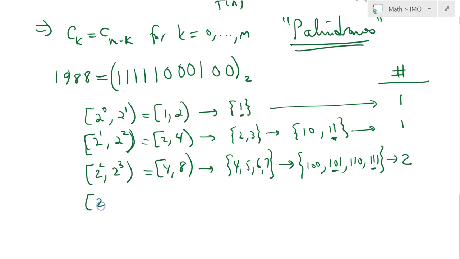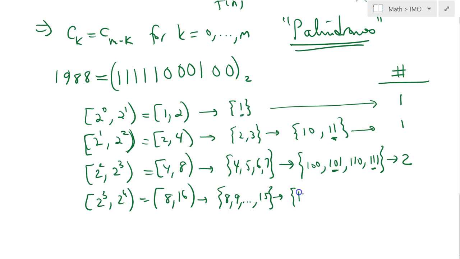So you can continue in this fashion: 2 to the 3 to 2 to the 4, namely all the integers from 8, 9, all the way to 15. Their binary representation would be 1 0 0 0, 1 0 0 1. Let me show one more time, right? So 1 0 1 0, 1 0 1 1, 1 1 0 0, 1 1 0 1, 1 1 1 0, and 1 1 1 1. I hope that's reasonable. So we have 8 such numbers.